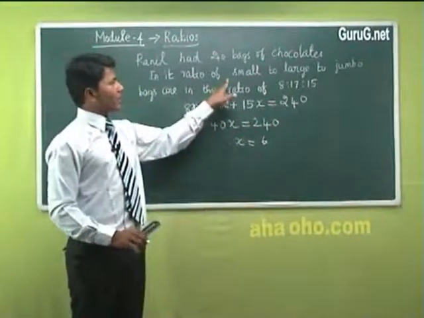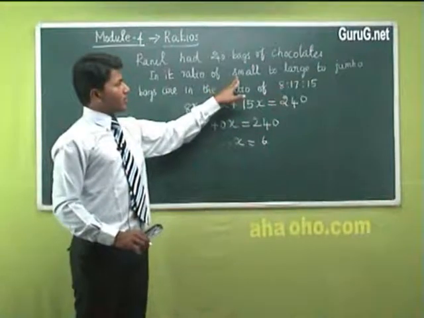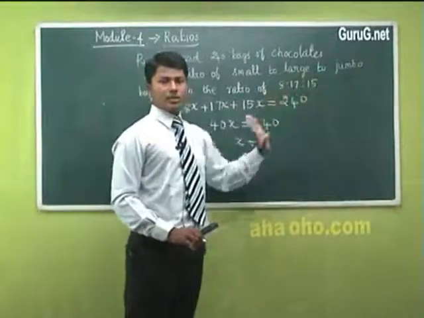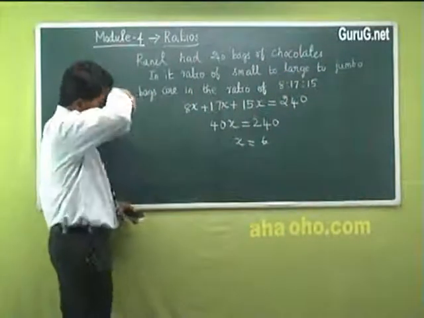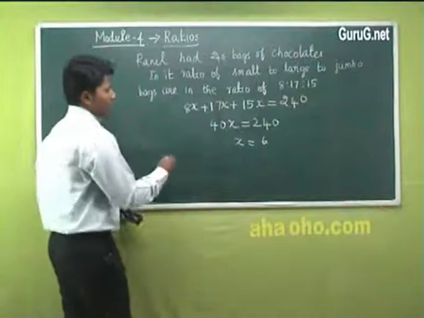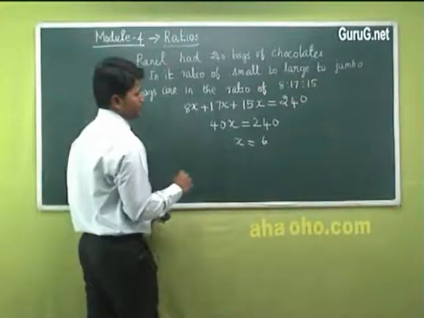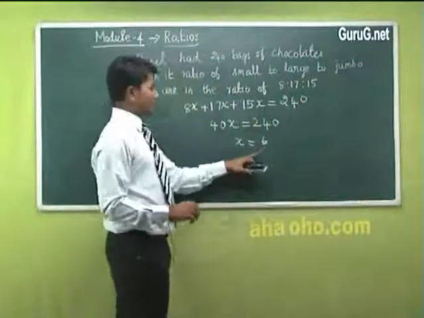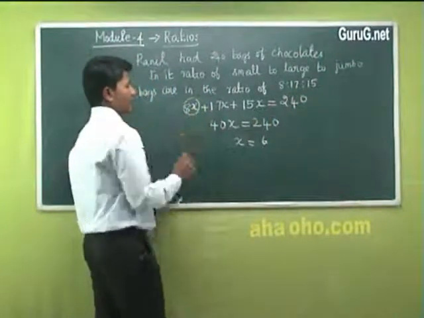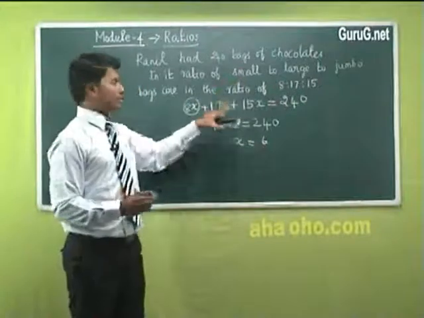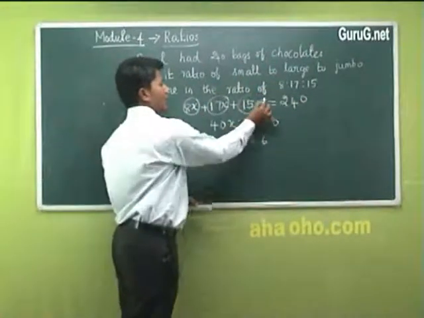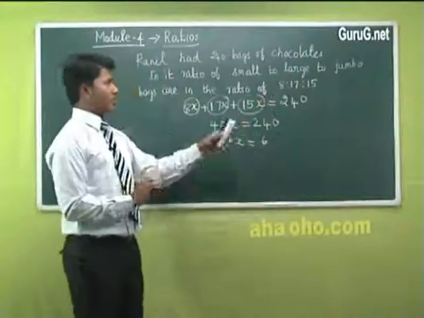Now we have to find the number of small packets, large packets and jumbo packets. So x is equal to 6. 8x is the number of small packets, 17x is the number of large bags, and 15x is the number of jumbo bags or jumbo packets.